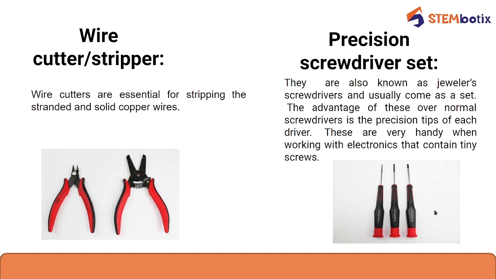Thereafter, we have the precision screwdriver set. These are the kind of screwdrivers which we can use for loosening or fitting tiny screws, which we can see in some gaming consoles, remote controls or small remotes. They are also known as jeweler screwdrivers and usually come as a set. The advantage of this over normal screwdrivers is the precision tips of its driver. They are very handy when working with electronics that contain tiny screws.